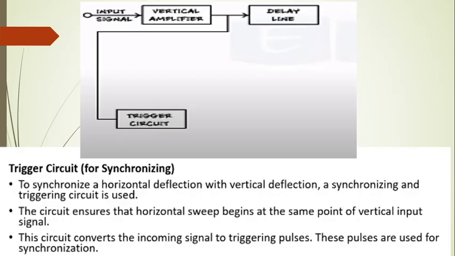Now next is the trigger circuit. To synchronize the horizontal deflection with the vertical deflection, a synchronizing and trigger circuit is used. The circuit ensures that the horizontal sweep begins at the same point of the vertical input signal. This circuit converts the incoming signal to triggering pulses. These pulses are used for synchronization. So the trigger circuit generates trigger pulses which keep synchronization between the input signal and the horizontal deflection circuit.